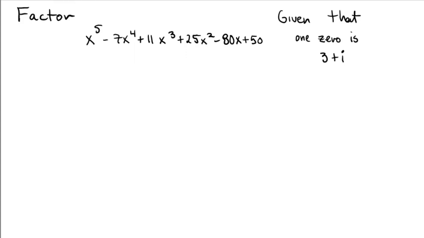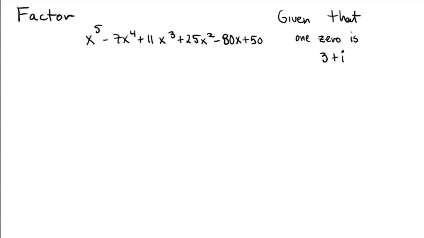Okay, wish me a little bit of luck on this one. It's a big problem. We're going to try to factor x to the fifth minus 7x to the fourth plus 11x cubed plus 25x squared minus 80x plus 50. So a fifth degree polynomial given that one zero is 3 plus i. So by the complex conjugates theorem, we do know that 3 minus i will be a zero as well.